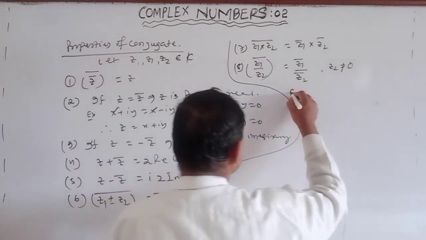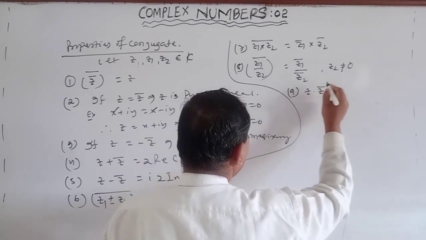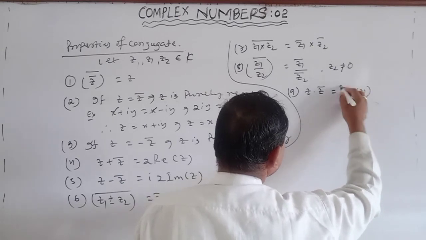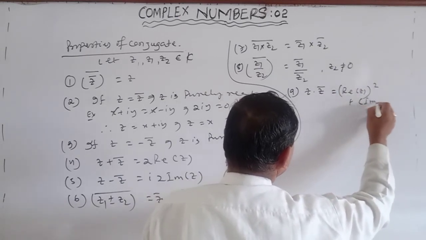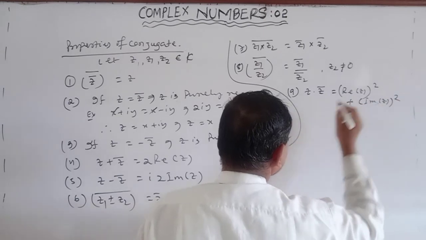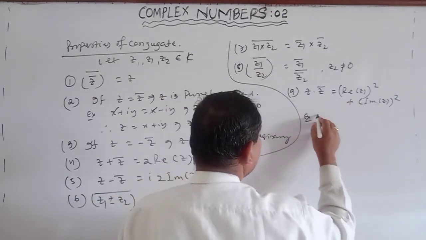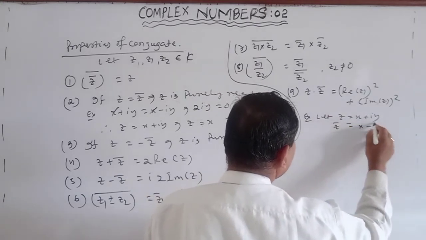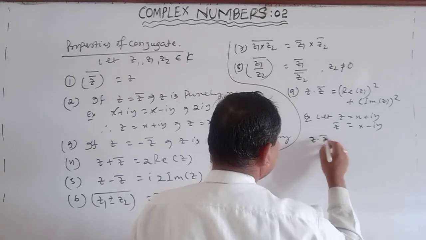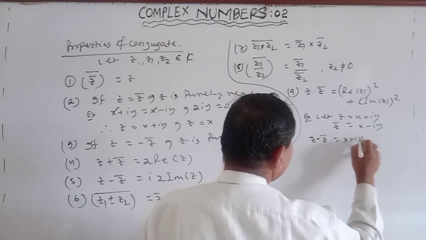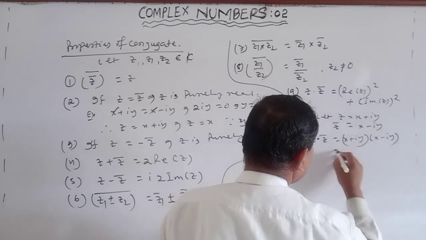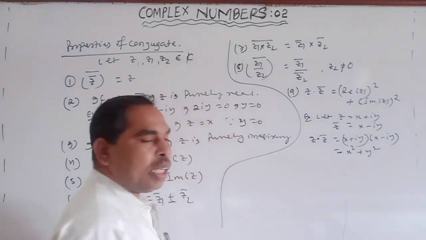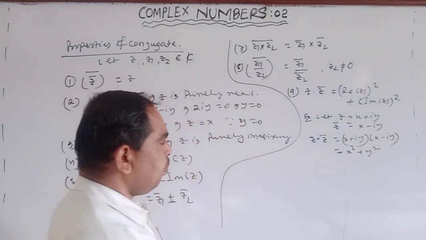Property 9: z into z bar is equal to Re(z) square plus Im(z) square. Example: let z be x plus iy, z bar is x minus iy. So z into z bar is x plus iy into x minus iy, which is x square plus y square. Here x is Re(z) and y is Im(z).